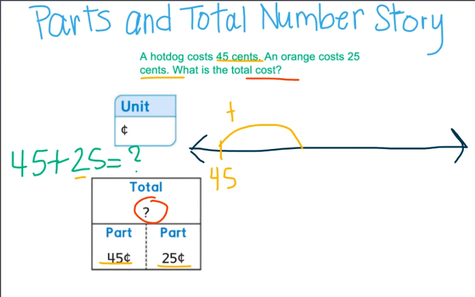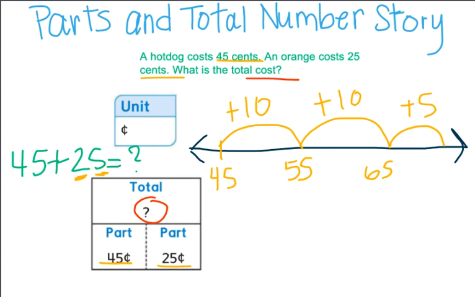45 plus 10 is 55. Plus 10 is 65. All right, I've added up the 2 tens in 25. Now I'm going to add up the 5 ones. Plus 5. 65 plus 5 is 70. So I've gone 10, 10, 5. Yep, I added 45 plus 25, and that equals 70. So 45 plus 25 equals 70. My total equals 70.